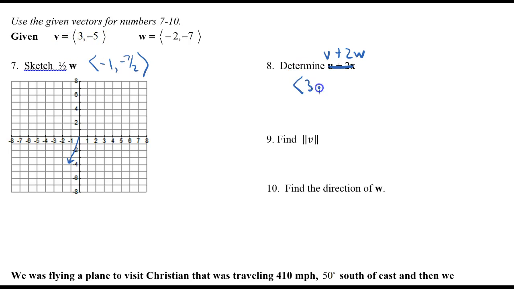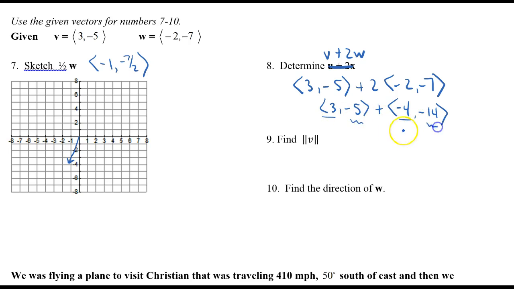I'm just going to do 3, negative 5, plus 2 times this other one. And so when you bring this down, I'm just, PEMDAS, right? 2 times both of those, so just distribute that 2. And now add them together, x with x and y with y. So the answer to this is going to be negative 1 comma negative 19.